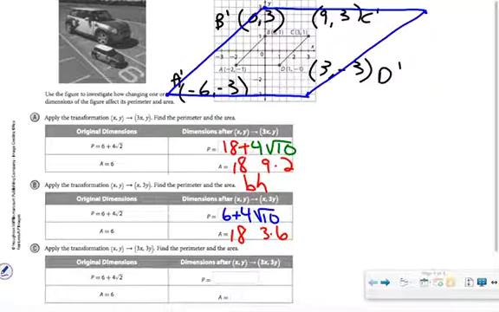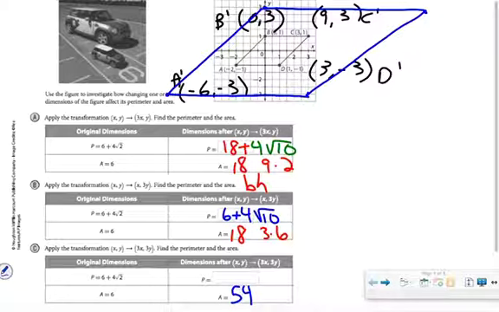Area, again, is the easier measurement to find. That's going to be 9 times 6, which is 54. And that feels kind of weird, and we'll talk about that later.